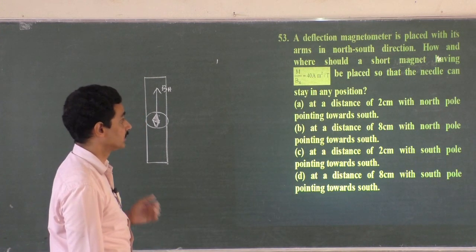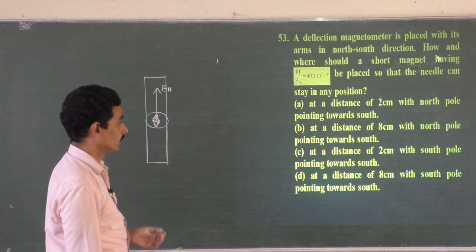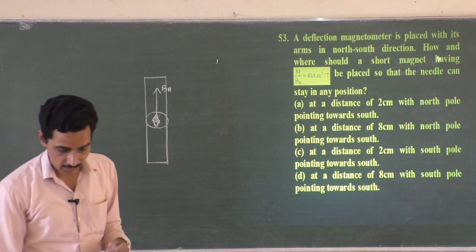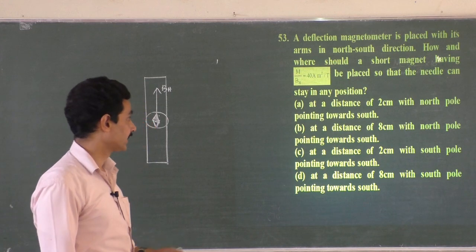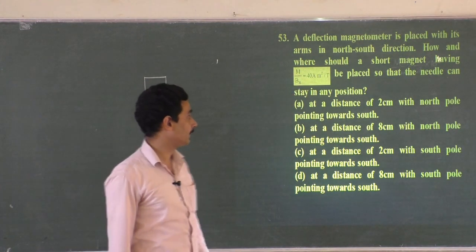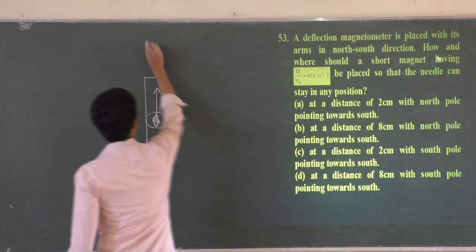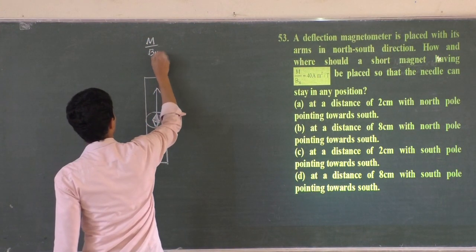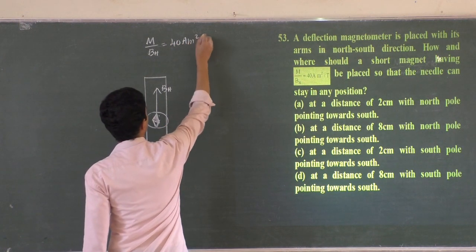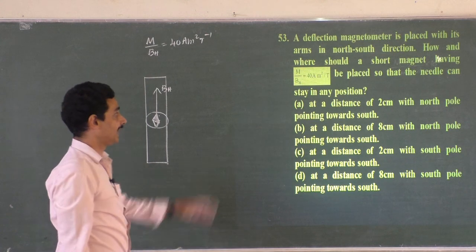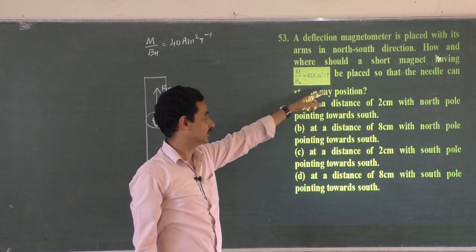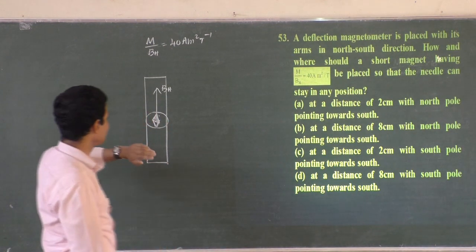how and where should a short magnet be placed so that the needle can stay in any position? You have to understand that last sentence. How and where should a bar magnet be placed, having M by BH equal to 40 ampere meter square per Tesla? Where should you place that magnet with this ratio of magnetic moment per Earth's magnetic field, so that the needle can stay in any position?